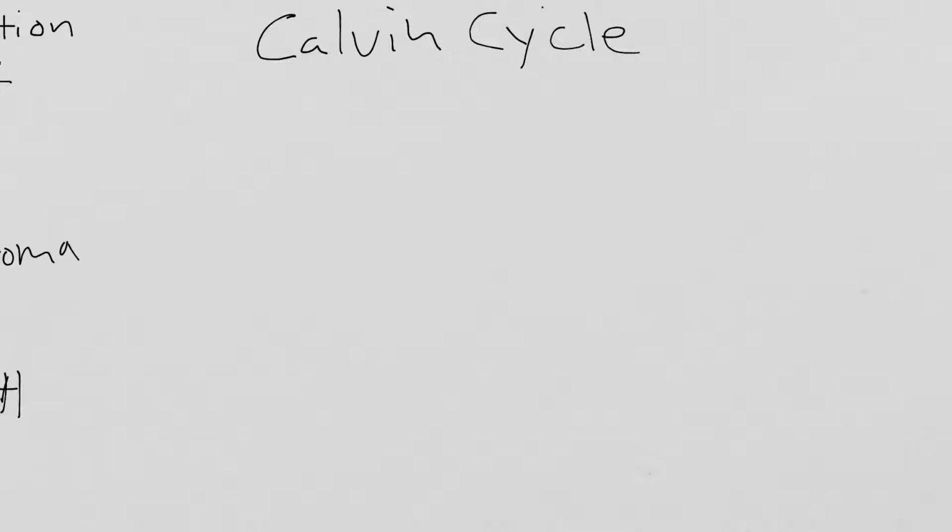Okay, so with the Calvin cycle, again, it's going to happen in the stroma, and you are going to bring in your CO2, and then you're going to take your ATP and your NADPH that you got, and you are going to put it in a cycle. Okay?